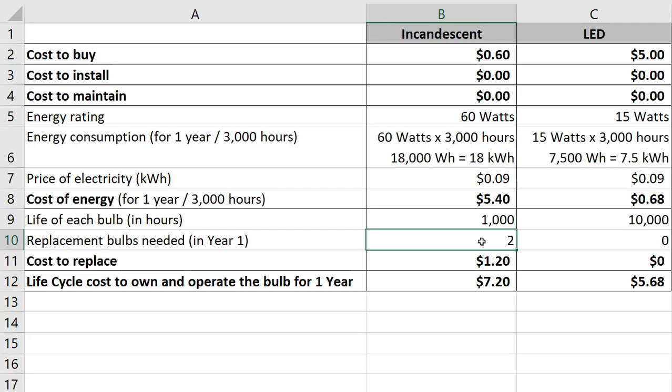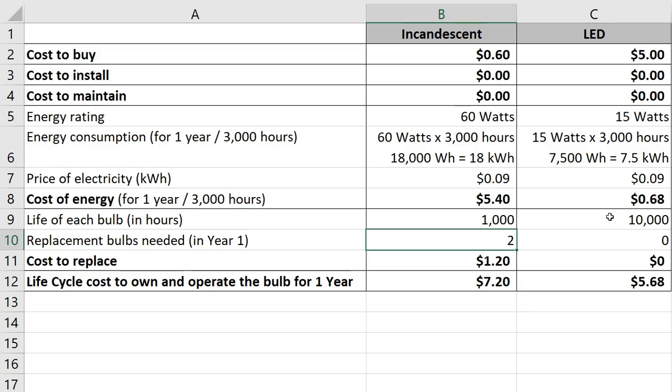So I need to buy another 2 units at 60 cents for $1.20 in terms of replacement costs. However, the LED light bulb has a life of 10,000 hours, so there are no replacement costs for the LED option across the year. In fact, it wouldn't be until the beginning of year 4, based on 3,000 hours of lighting each year, that I would need to replace.